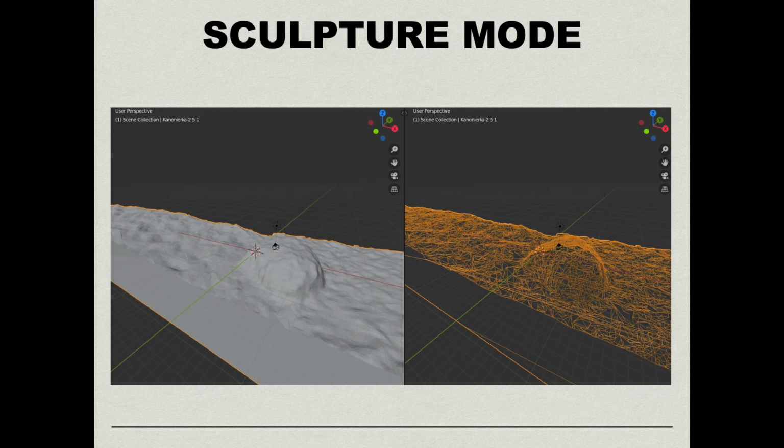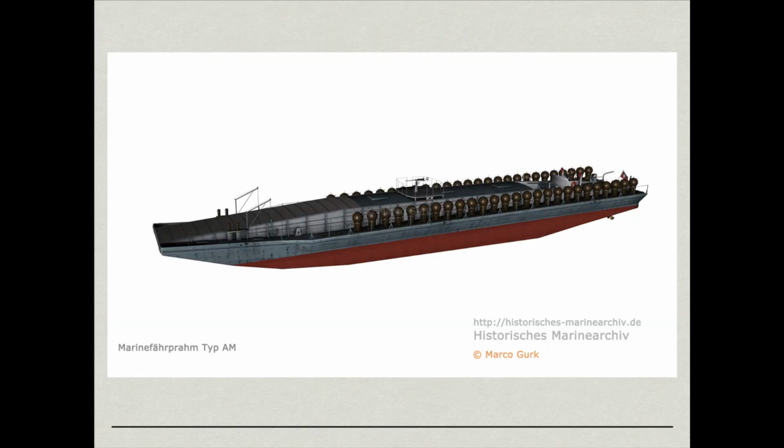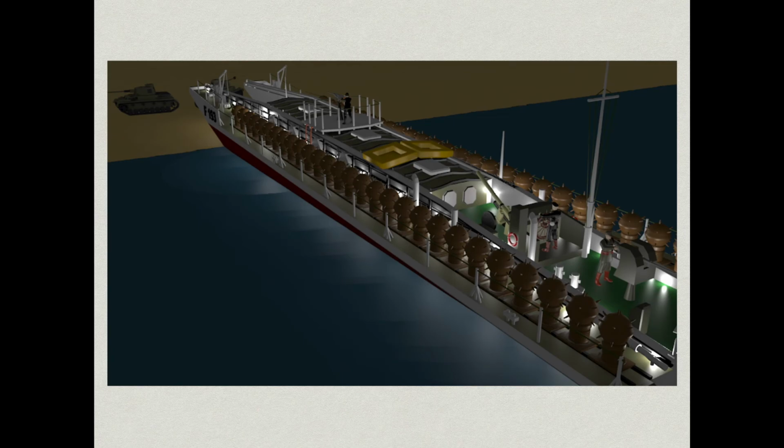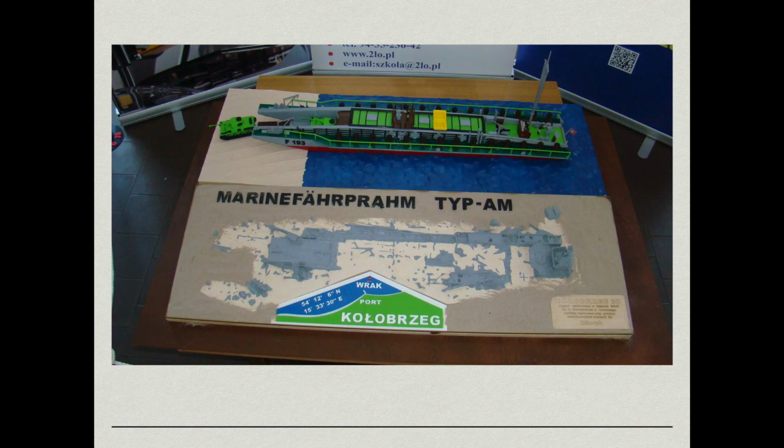Blender has a sculpt mode that allows us to improve such a scan. Of course, we also find suitable drawings showing what this ship looked like originally. Based on them, we create a virtual model in Blender. Then we printed both the wreck and the original ship model.